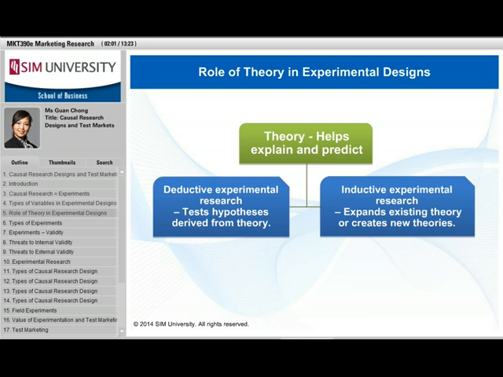There are two types of experimental research: deductive experimental research and inductive experimental research. Deductive research refers to experimental methods that are undertaken to test hypothesized relationships, while inductive research is an investigation that uses causal design procedures to generate and test hypotheses that create new theories or extend existing theories.